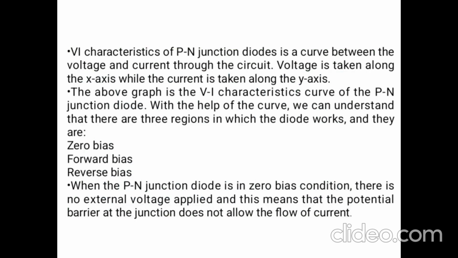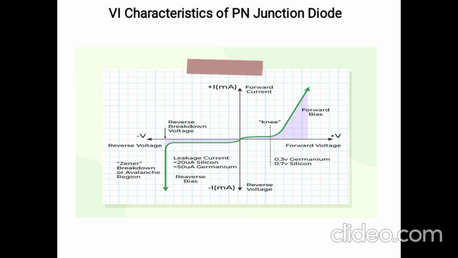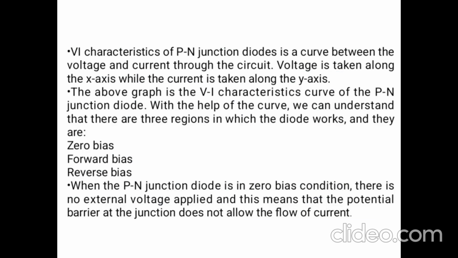Next, see here: forward bias, reverse bias, zero bias. In this diagram, the x-axis is the voltage and the y-axis is the current.